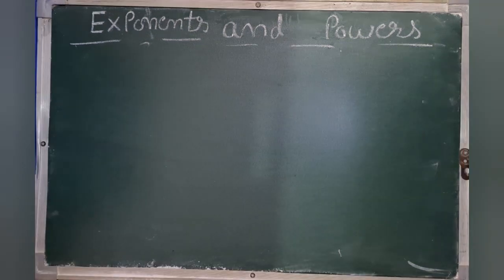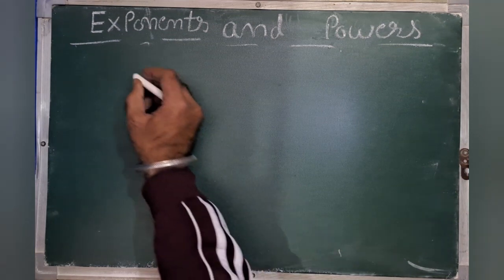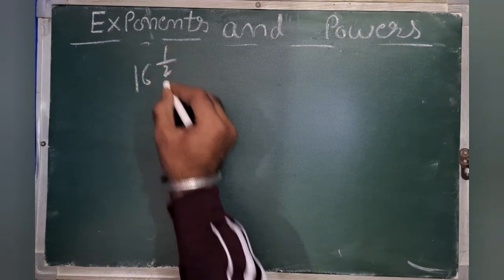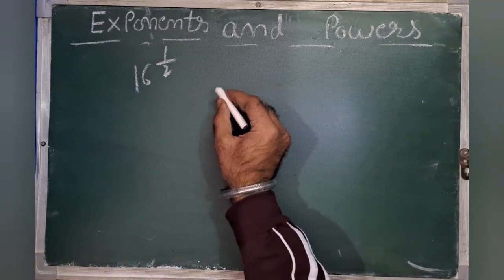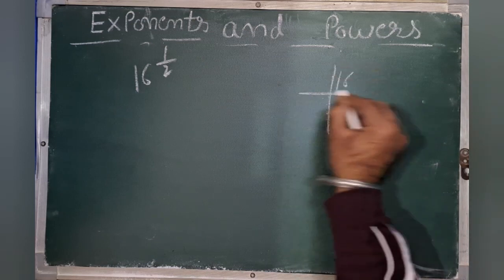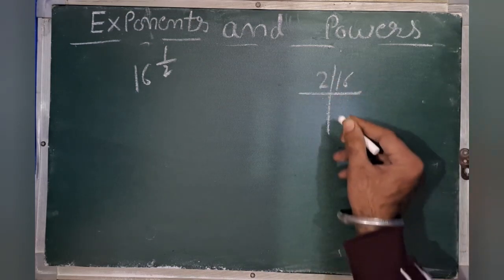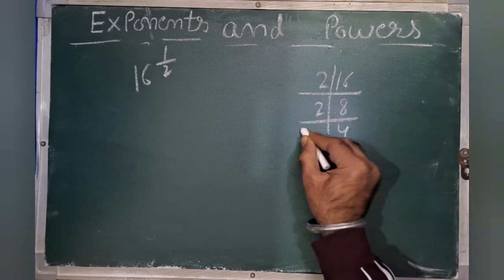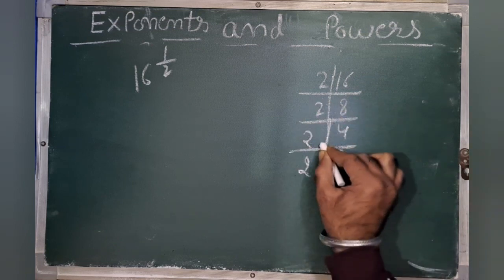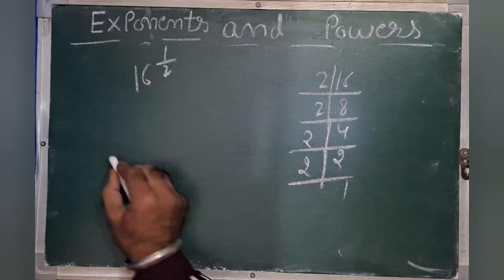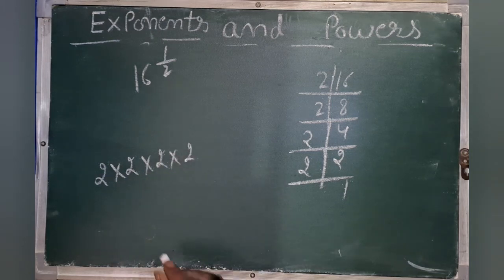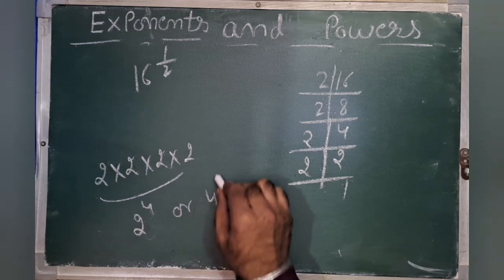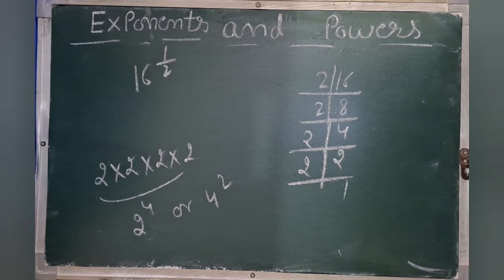More examples in which the exponent is in fraction form. Like 16 power 1 by 2. We discussed this in the last video. So what do we do here? In this, 16, again, what are the factors? 2 eights are 16, then 2 fours are 8, then 2 twos are 4. So 16 means 2 multiply 2 multiply 2 multiply 2. So in this case, we can write 2 power 4. Otherwise, I can write 4 power 2 also. Right? How do we solve this?